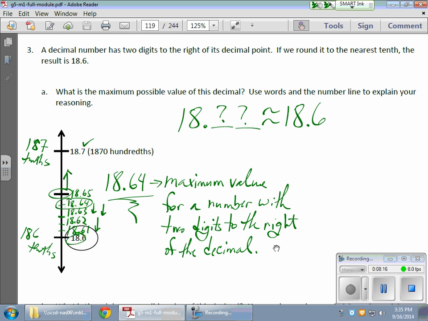Now remember, once I hit that 5, I have to go up. So that's for maximum. When working minimum, you would have to work the opposite. If I was working the minimum, then I'd be dealing with this value right in here with that 5. But since we're doing maximum, 4 is good. Anything more than that, we're going to wind up rounding up.